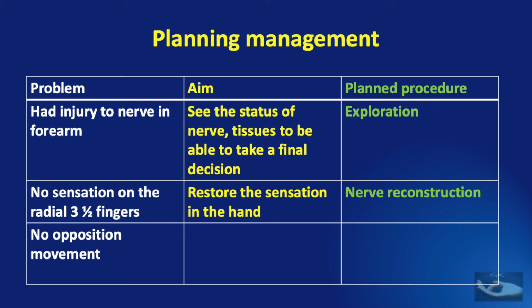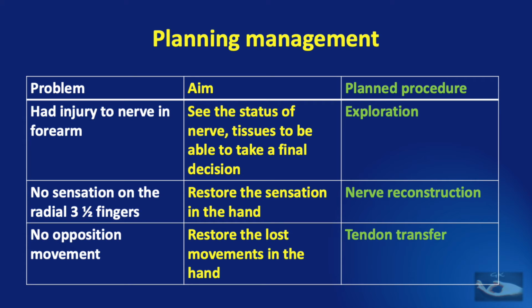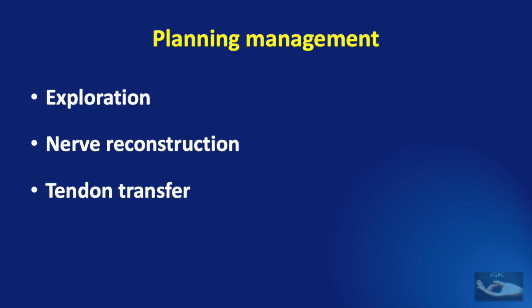The third problem is that there is no opposition movement. So we need to restore the lost movements in the hand. This can be achieved by a tendon transfer since it is a 1-year-old injury. We generally know that by about 9 months, the motor end plates of the muscles have usually degenerated, and even if the nerve is able to grow into these motor end plates, the activity of the muscle cannot be recovered. We have broadly planned for 3 procedures: exploration, nerve reconstruction and tendon transfer. We shall now see the details of each of these procedures.